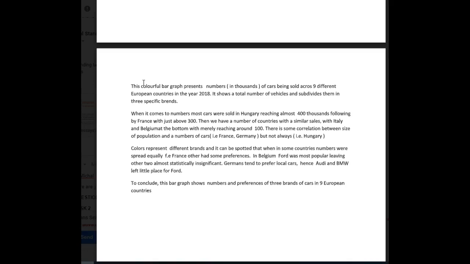All right, this bar chart presents numbers in thousands of cars being sold across, careful with your typing, 9 different European countries in the year 2018. It shows the total number of vehicles and subdivides them in 3 specific brands.